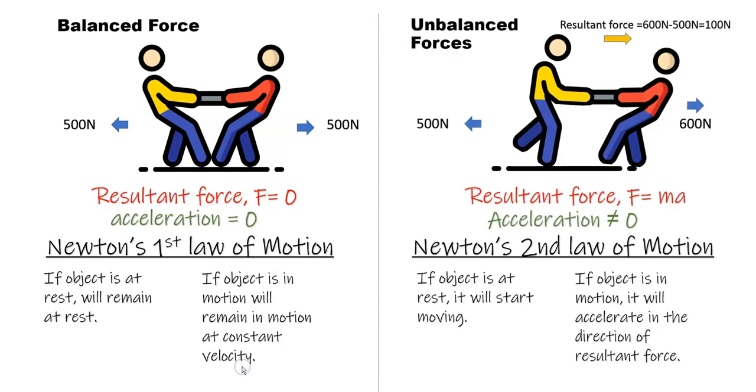If the forces are not balanced, there is a resultant force. This is a situation where Newton's second law of motion applies, and the resultant force and acceleration can be computed using the formula F equals ma.